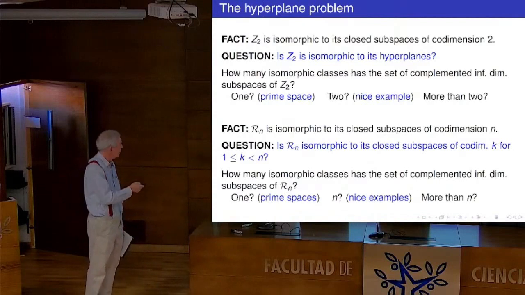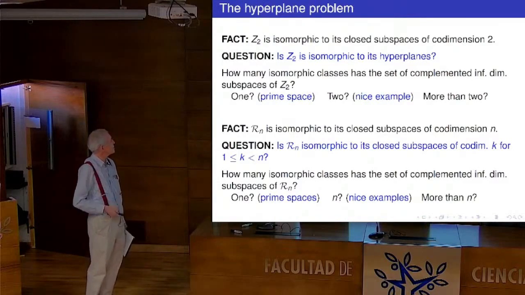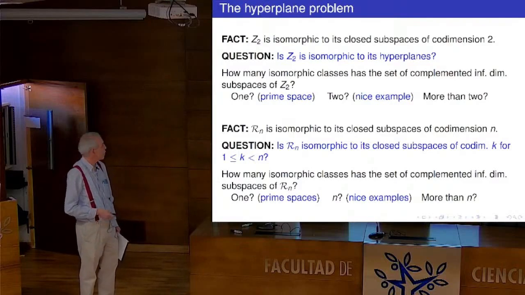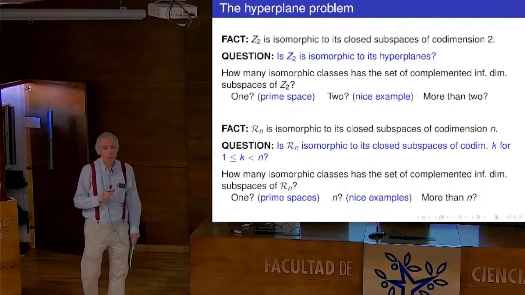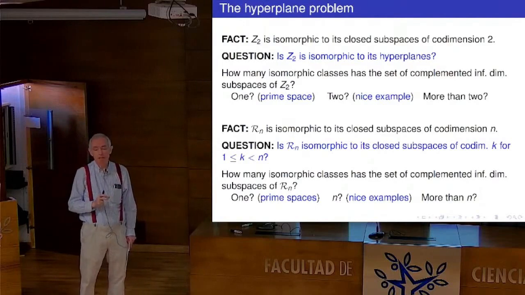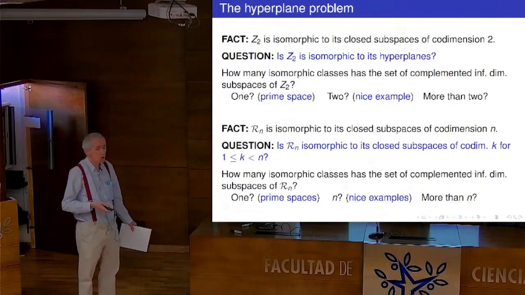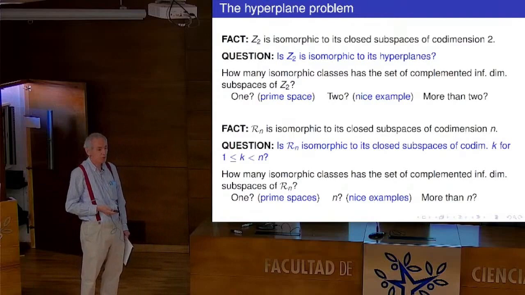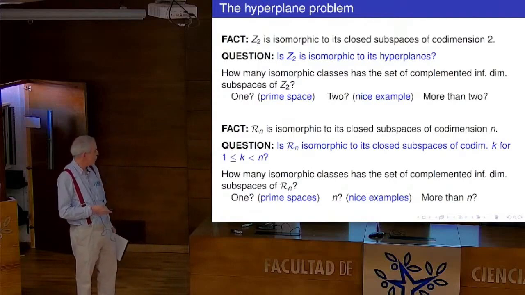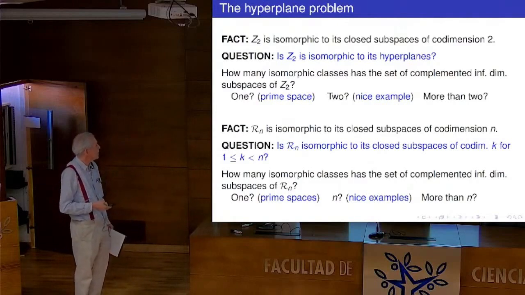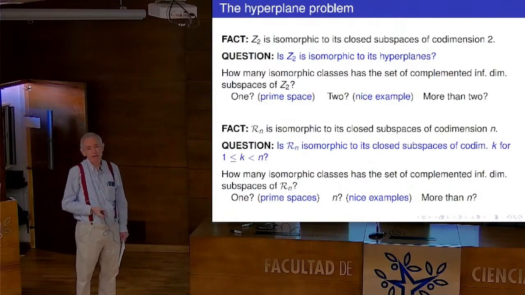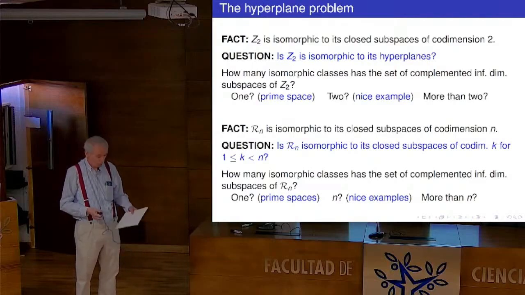And something similar happens for the Rn spaces, the Röhler spaces of order n. In this case, it is easy to see that the space is isomorphic to its subspaces of codimension n, but for k less than n it is not known if the space is isomorphic to these subspaces. So we have similar possibilities. Maybe they are prime spaces, or maybe it has only n complemented subspaces, but it would be a very special space, or maybe there are more complemented subspaces.